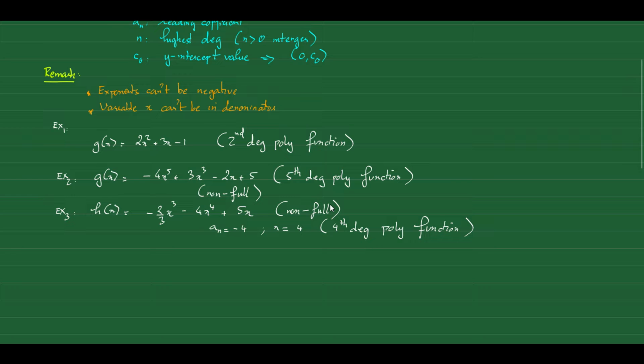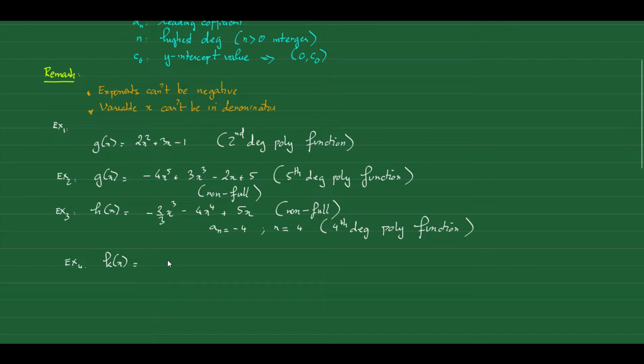You remember the first time you learned a linear function. A linear function is y equals mx plus b, right? That is called a first degree polynomial function because the highest degree is 1 and it contains 2 terms. Now, how about this one?